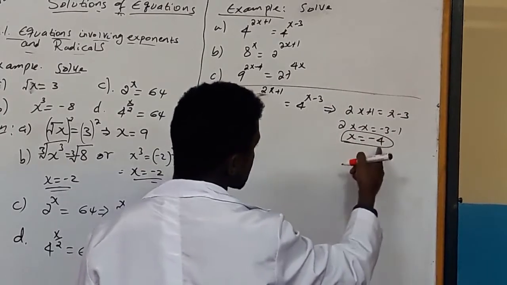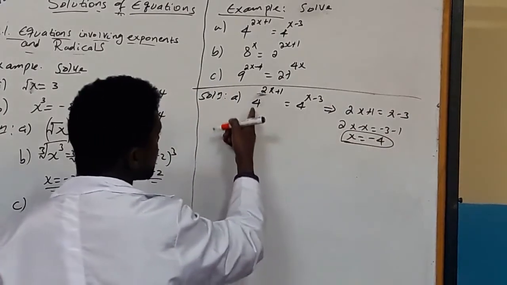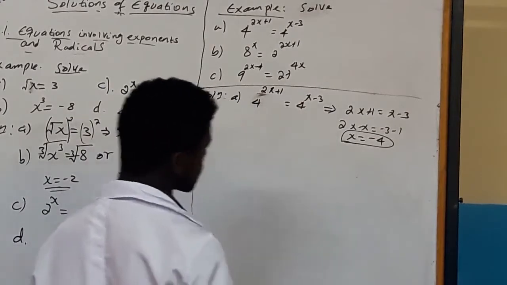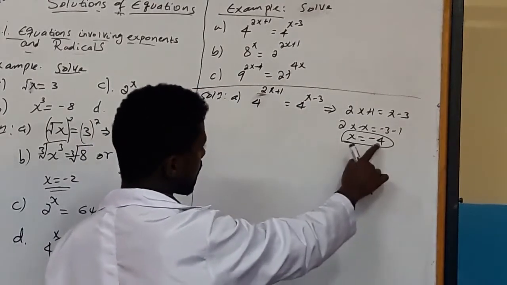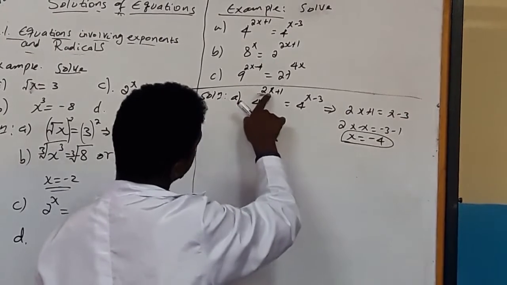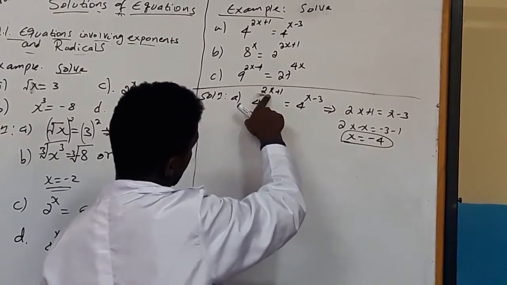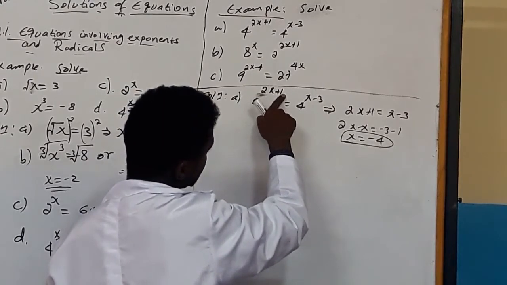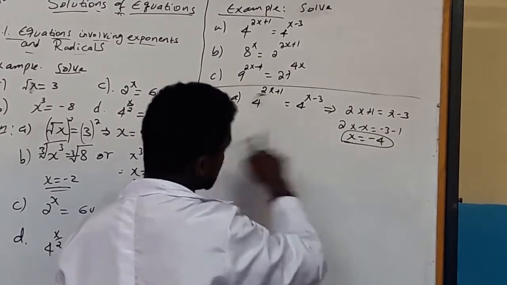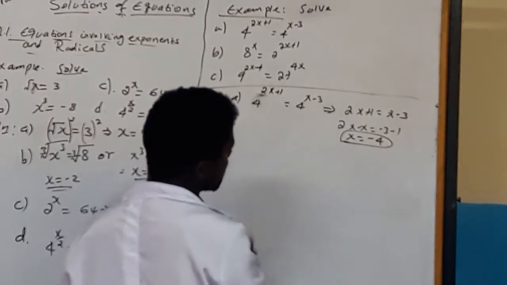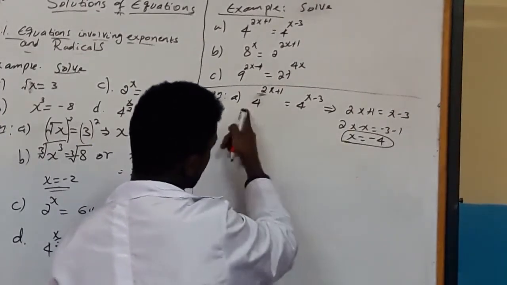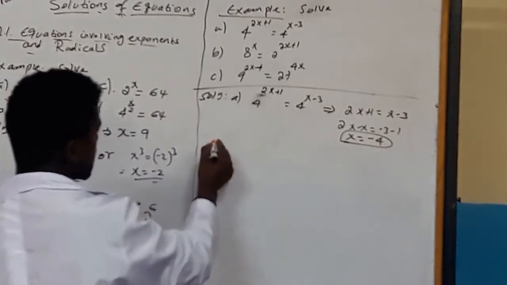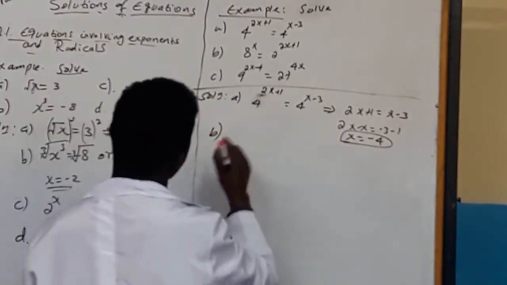Since the value of x must be equal to negative 4, in order to make 4 to the power of 2x plus 1 equivalent to 4 to the power of x minus 3. For example, let me substitute the value of x by negative 4. 2 times negative 4 is negative 8. Yes, negative 8 plus 1 is negative 7, right? And negative 4 minus 3 is negative 7. Yes. So 4 to the power of negative 7 is equal to 4 to the power of negative 7. So they are equivalent.